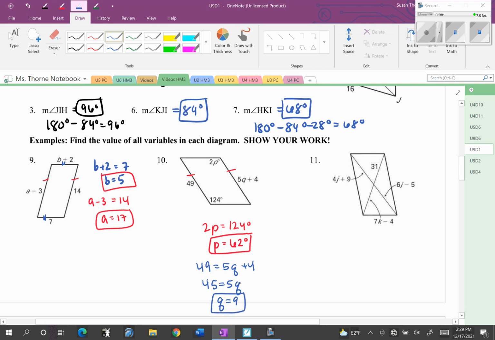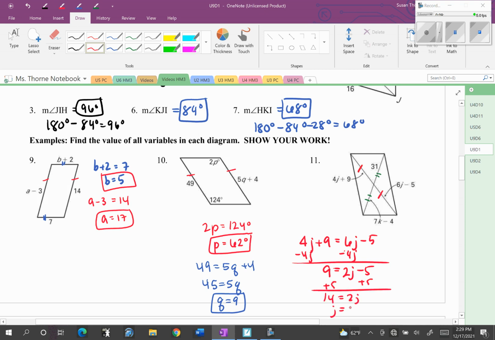And then for the next one, we're going to use the fact that we know that the diagonals bisect each other. So those two side lengths are equal. So all we do is set 4J plus 9 equals 6J minus 5. So when we solve, I'm going to subtract the 4J first, and then add the 5. So J equals 7.